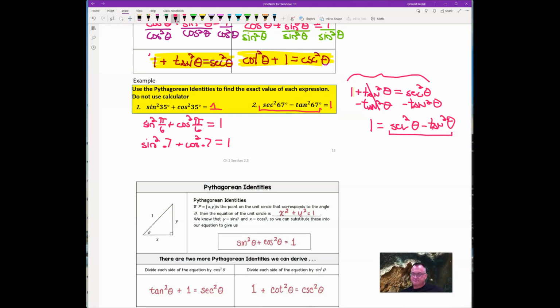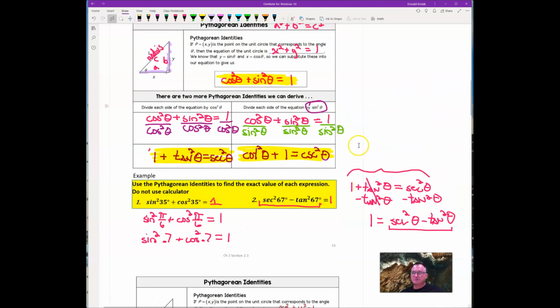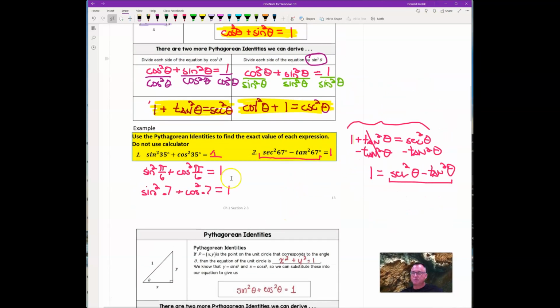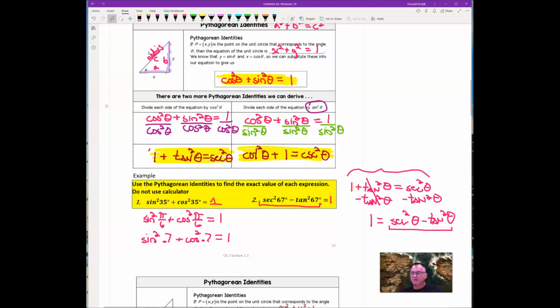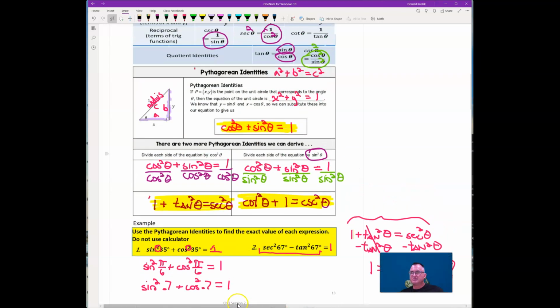All right. So those are the Pythagorean identities. This is one way that we use them. And you know that you're going to use them because what you look for is, are both of these terms squared? That's usually a hint that you're somehow going to be using a Pythagorean identity.